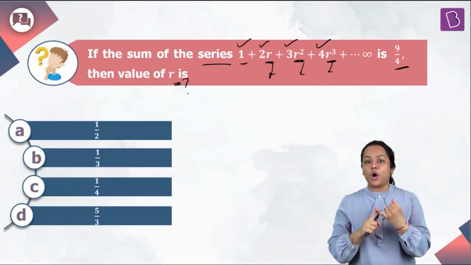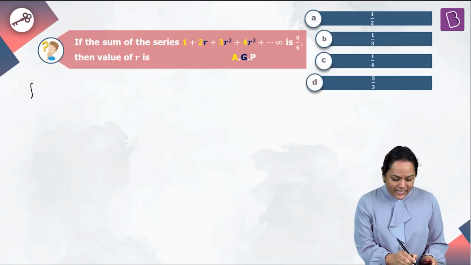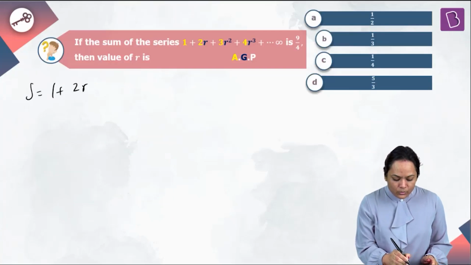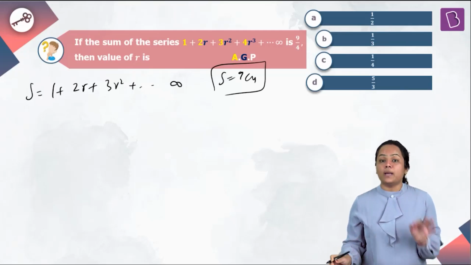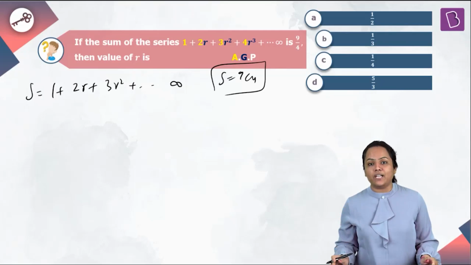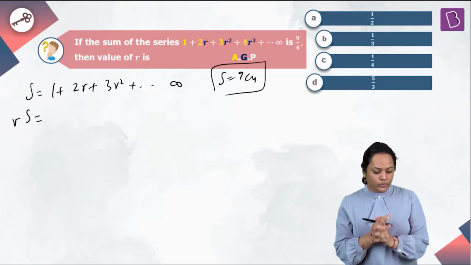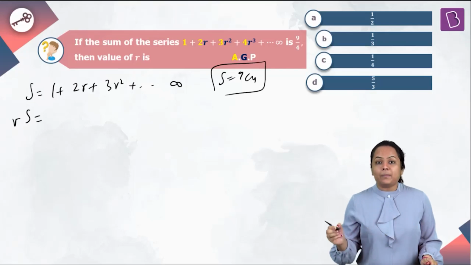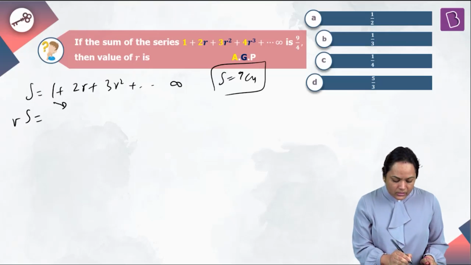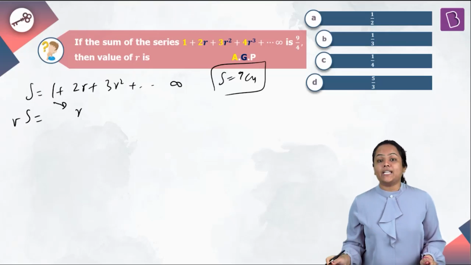That's correct. So I have AGP with me. I have GP common ratio as r, which is the value I have to find out. So let's take this S as 1 plus 2r plus 3r squared till infinity, right? I have the value of S as 9 by 4 with me, which I'm going to substitute in the end to find the value of r. Let's multiply by r because that is how we solve AGP. We multiply by the common ratio of GP and shift the terms and subtract. So when I multiply by r, my first term, that is 1, will get multiplied by r and it will become r. So I'm writing it here.